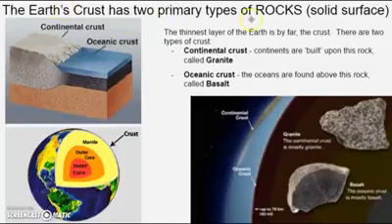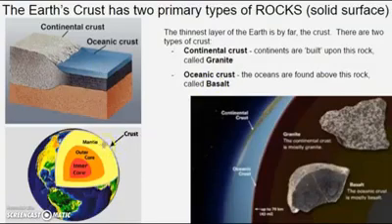The Earth's crust has 2 primary types of rocks within its solid surface. When we talk about the crust itself, we'll talk about continental crust, which we'll call granite, and oceanic crust, which we'll call basalt. The thinnest layer of the Earth is by far the crust. There are 2 types of crust. Continental crust is what the continents are built upon, and it's called granite. And there's oceanic crust. The oceans are found above this rock, and this is called basalt.